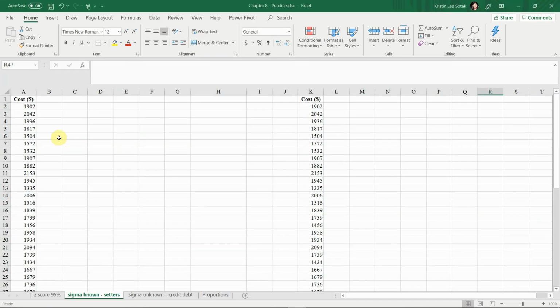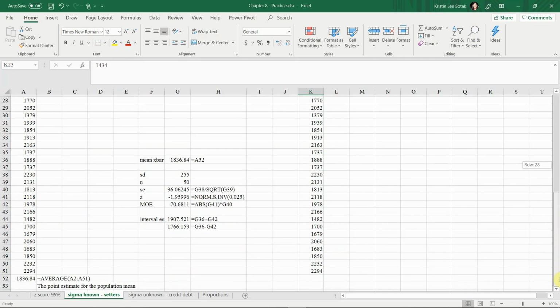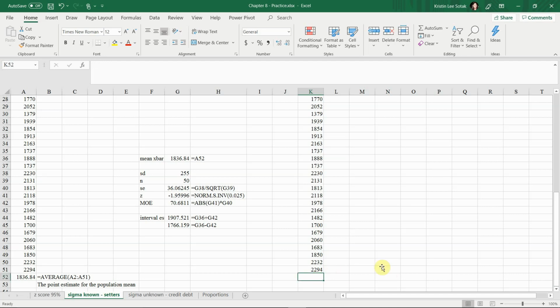Let's go to the data. In the Excel file Chapter 8 Practice, the tab Sigma Known Setters is the data. So here's all the data. They asked 50 different people the cost to own their Irish setter in the first year, and you see all these examples. We want to create a confidence interval, that interval estimate, for that.